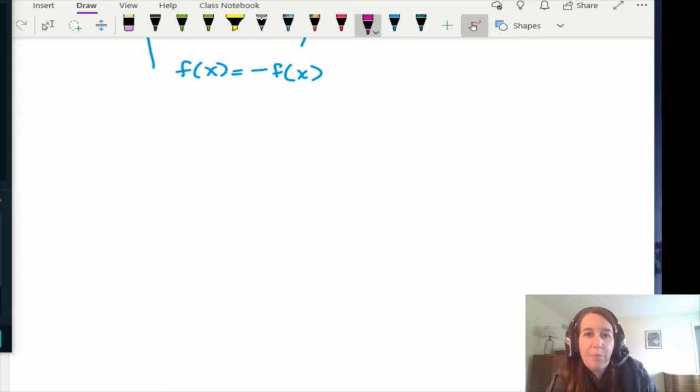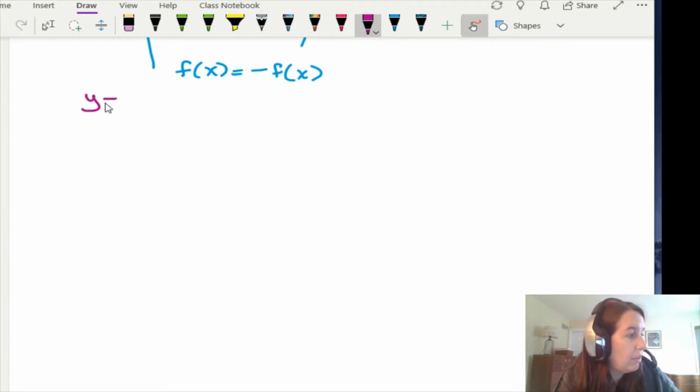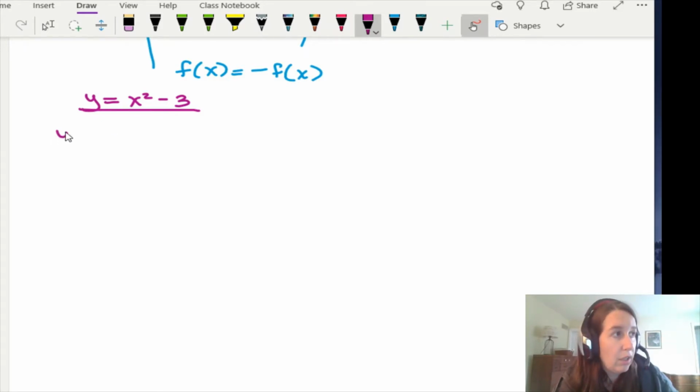To finish talking about symmetry, let's look at how symmetry can be checked through an equation instead of a graph. So for the first example, we're going to use y equals x squared minus 3. Okay, so it is a parabola, but we want to say if it is symmetric to the y-axis, the x-axis, or the origin. So to check for the y-axis, remember we said that that was the case when f of x is equal to f of negative x.